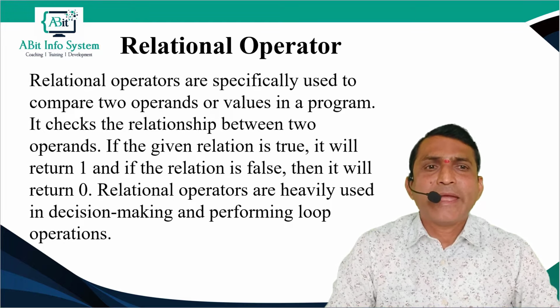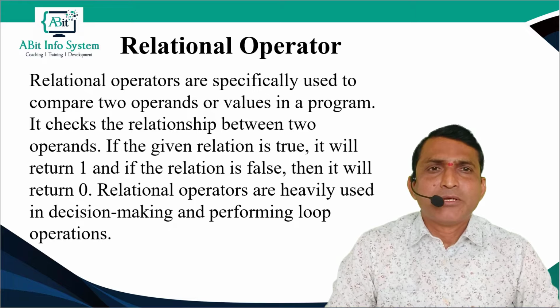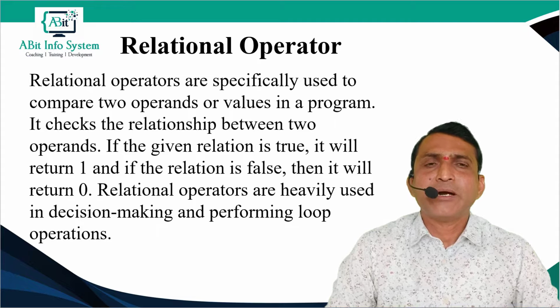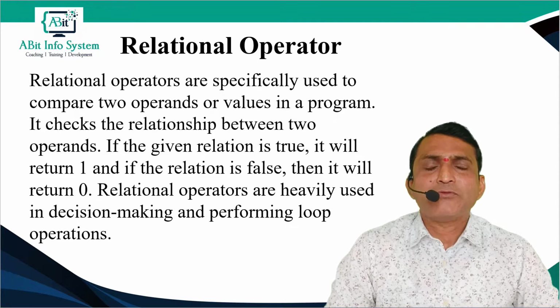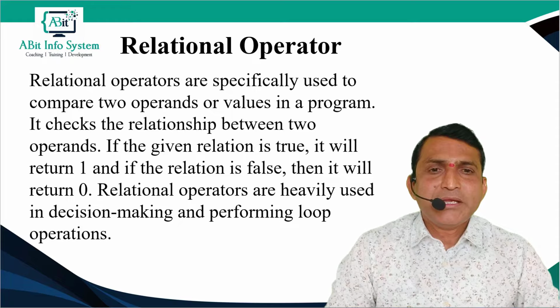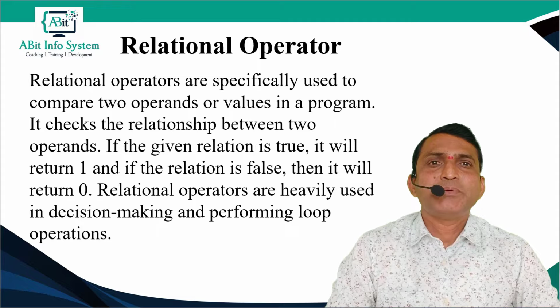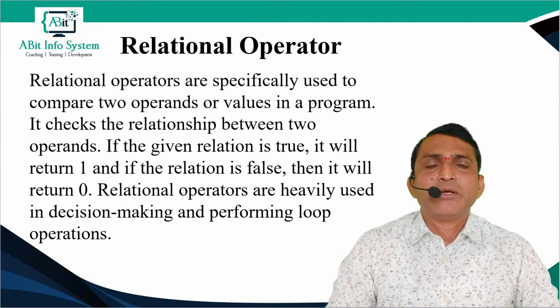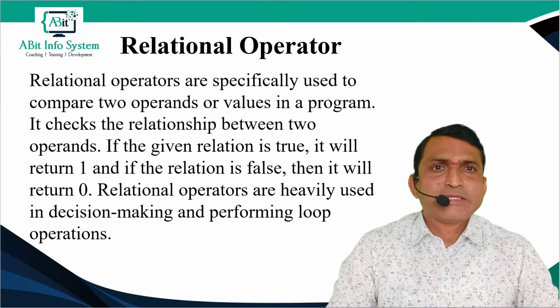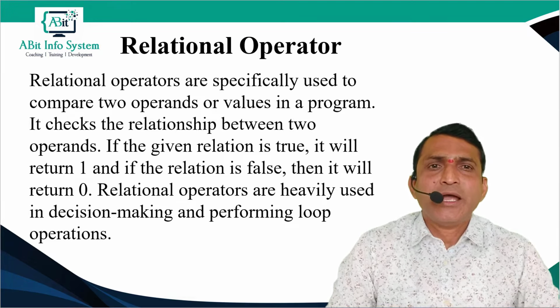Relational operators are heavily used in decision making and performing loop operations. For example, we want to print the bigger number in the given two numbers. So we will compare those two numbers to find whether the first number is bigger or not. We will use the relational operator A greater than B. If this condition is true, we will print the first number is bigger, else we will print the second number is bigger.